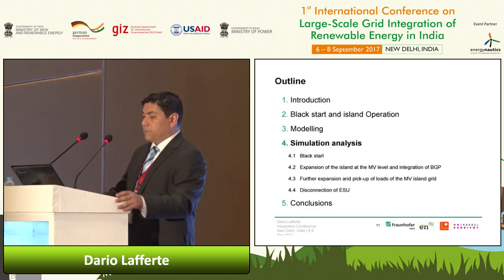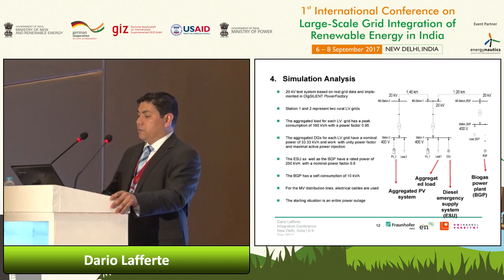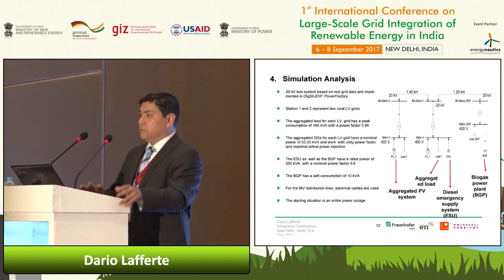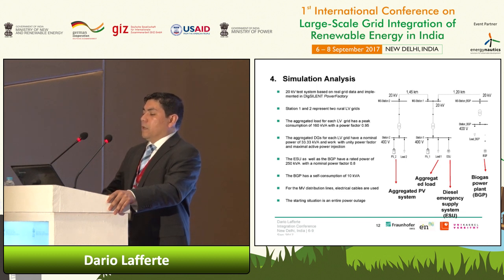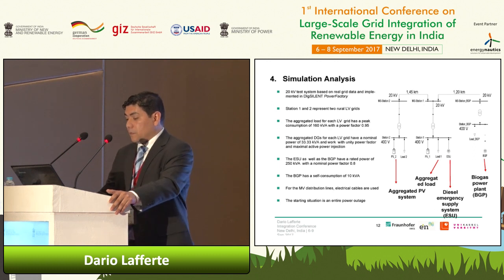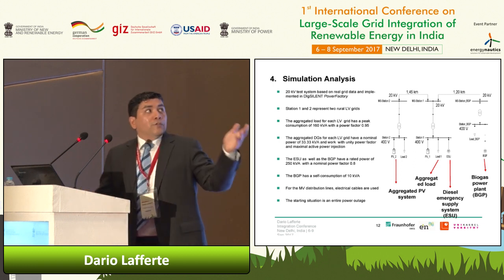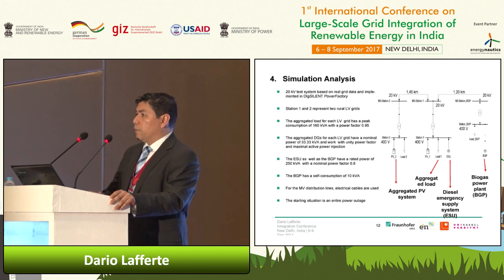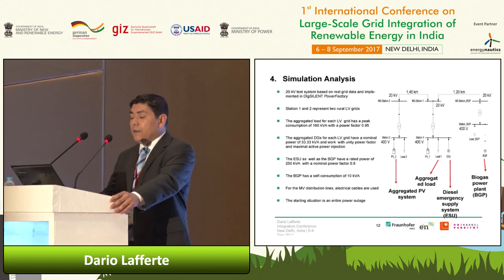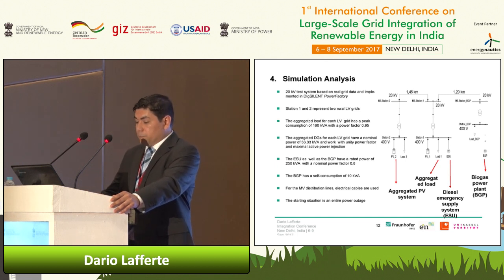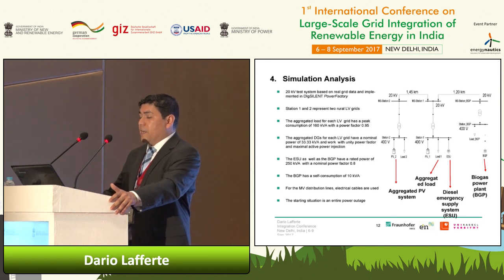We have here the simulation analysis. We have a medium voltage section at 20 kV. The grid was implemented in PowerFactory. We have two rural low voltage distribution grids, and the consumption and generation are represented by this dynamic distribution system equivalent. We have here the ESU, the diesel mobile emergency supply unit, and the biogas power plant. I show here the nominal values of the consumption and generation, and as I said, the distribution lines are electrical cables. The starting situation of this analysis is an entire blackout.